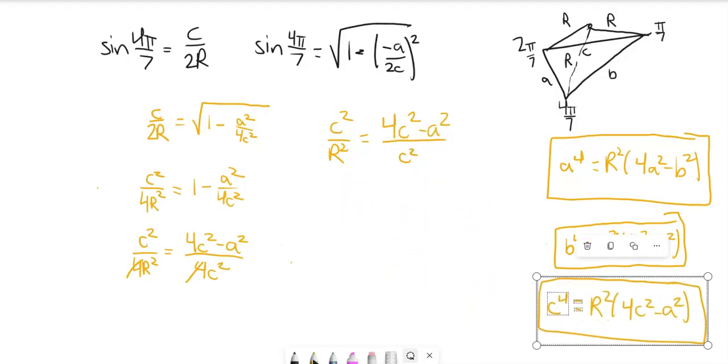All right, and that will conclude this video on equating the sine ratios in their normal ratio form and their square root form, and we get a few nice relations out of it where a, b, and c are raised to the 4th power, and we have some squared variables, and of course the circumradius squared, as you can see there.